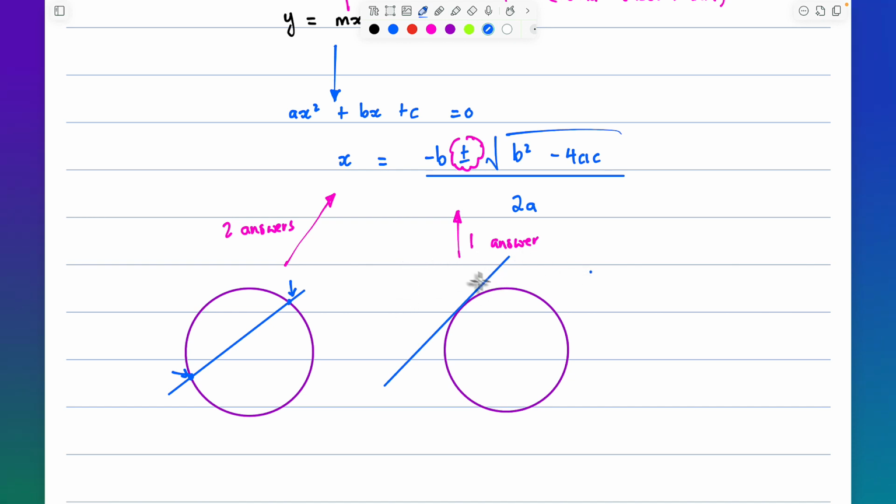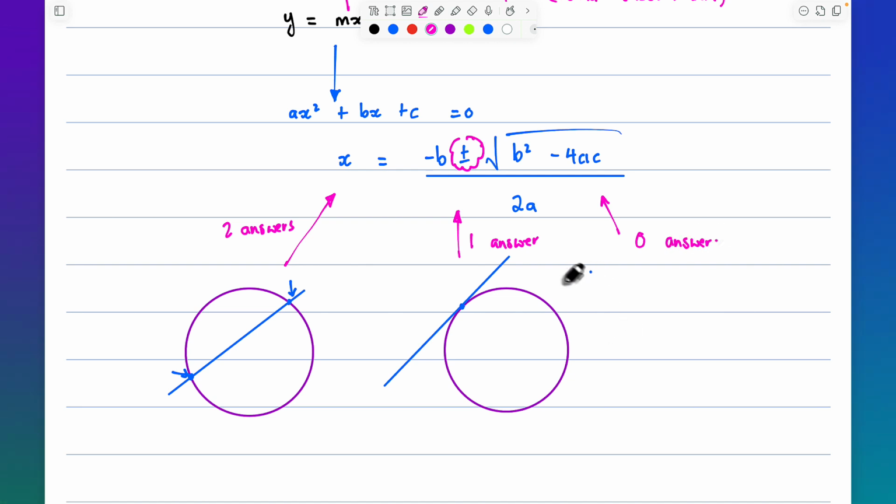So essentially this means your line is tangent to the circle, right? And also this point is the point where you get x. There's only one x value because there's only one point that the line touches the circle. Hopefully that makes sense.